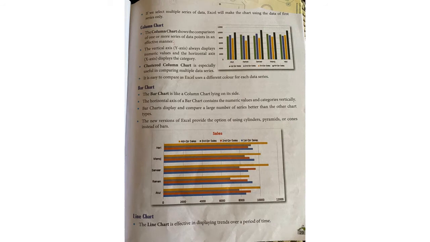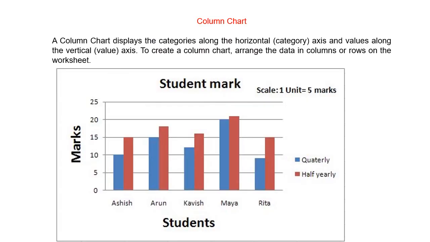Next is column chart. This is an example of a column chart. Here the long bars are shown along the vertical axis. This is a column chart and this is a bar chart. This is the major difference between bar chart and column chart. In a bar chart, bars are drawn along the horizontal axis, while in a column chart these data bars are drawn using the vertical axis, the y axis.